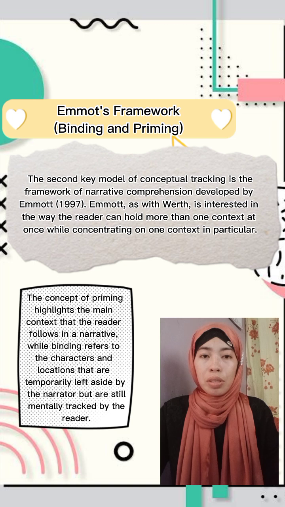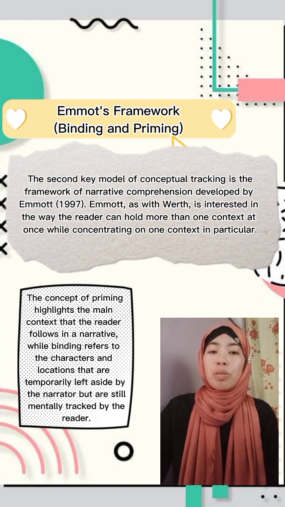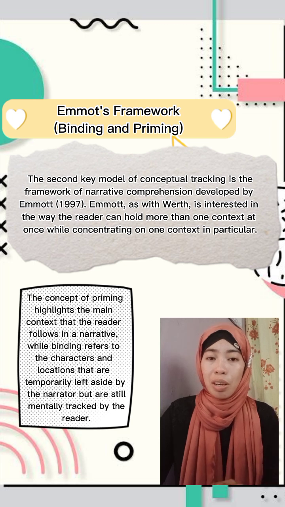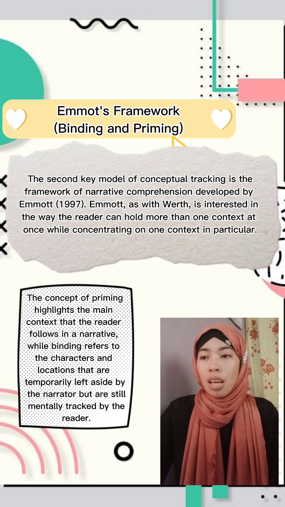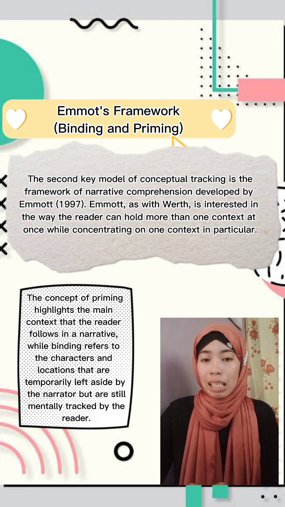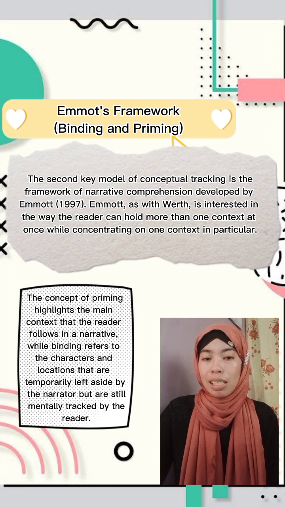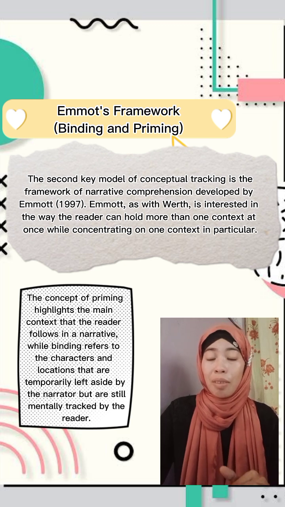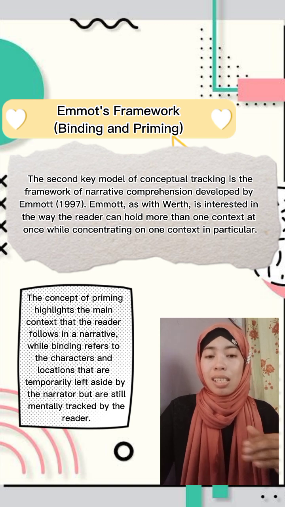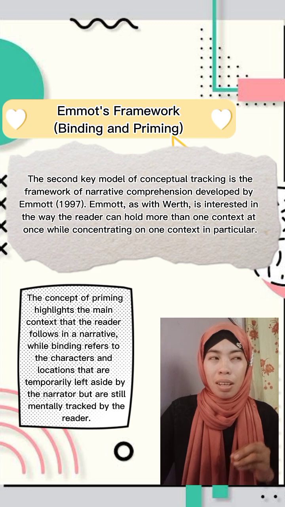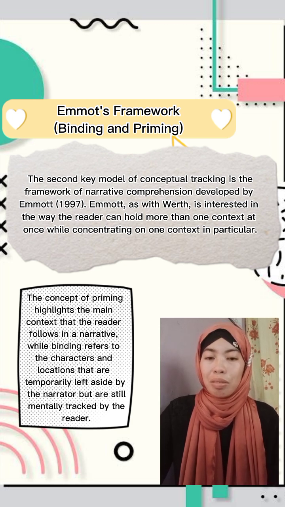So yeah. Emmott's framework of narrative comprehension focuses on how the readers can simultaneously hold multiple contexts while focusing on a particular context within a narrative. He introduced the concept of binding to describe how episodic connections between the characters and the settings are established in the text, which is creating a monitored mental context. Characters are bound into a mental frame when they enter a fictional place, and this process is distinct from priming, which involves one contextual frame becoming the main focus of the reader's attention.